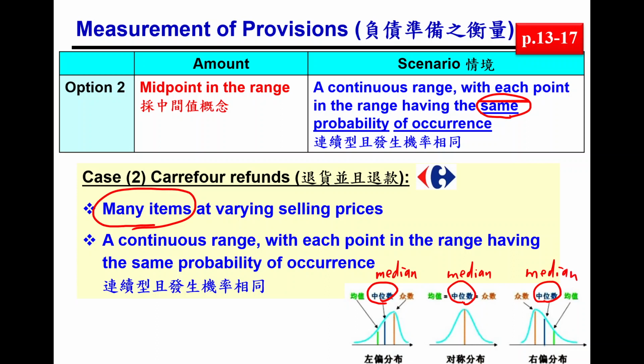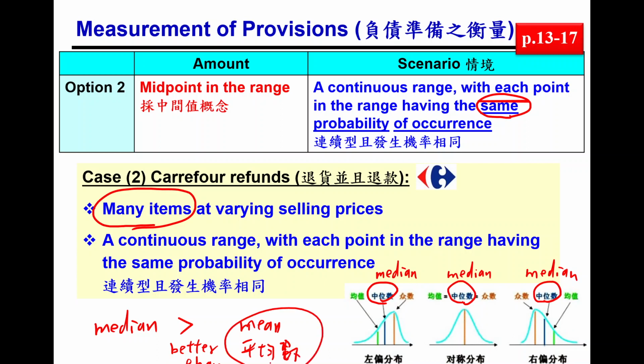Okay? Why not? Mean, 平均数, is better. Median is better than mean, 平均数. Why? 中位数 is better than 平均数. Why is that? You can think about it, or ask your teacher from statistics. Median is better than mean.